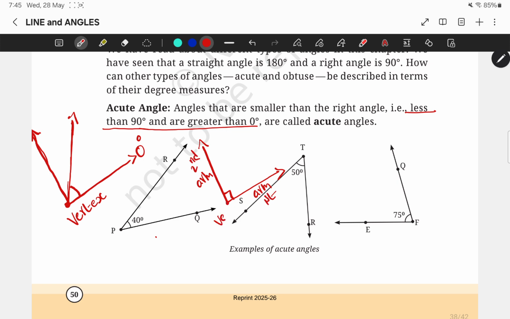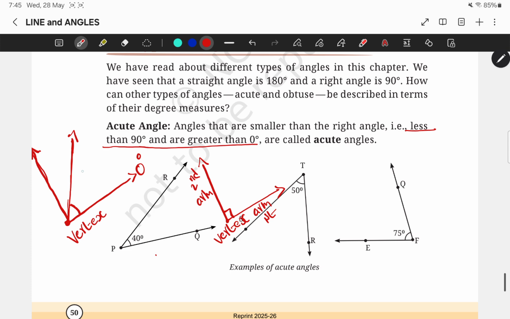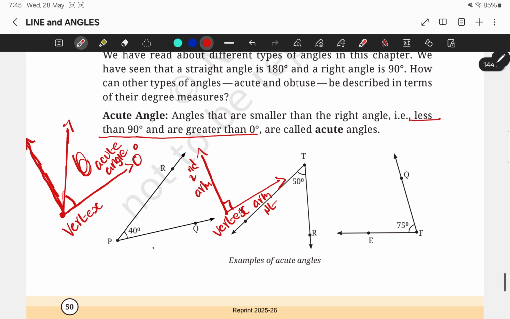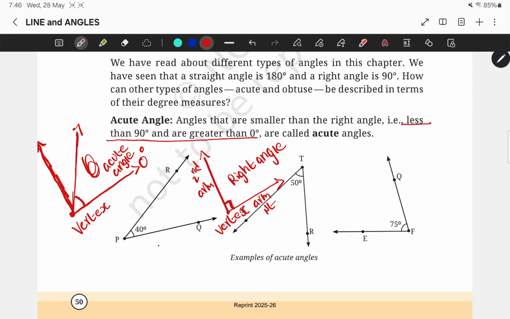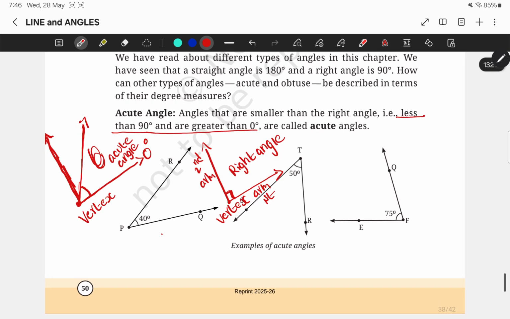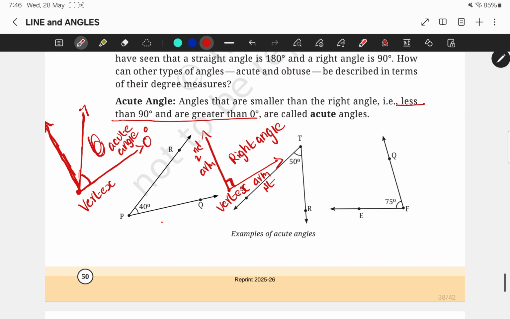So this is also a vertex. This part is the acute angle. To show it is less than 90 degrees, I just drew this line. So it is less than 90 degrees and greater than 0 degrees, and this is a right angle. A right angle is denoted with a square. So this is about the acute angle and right angle.